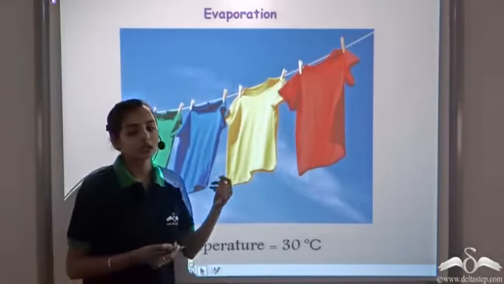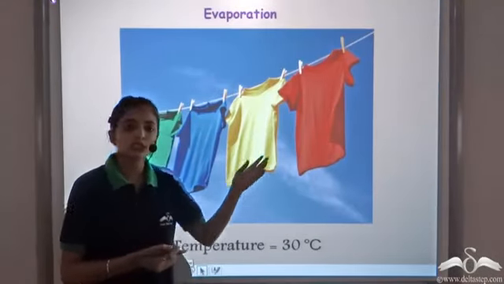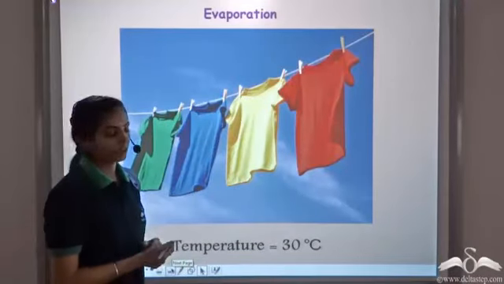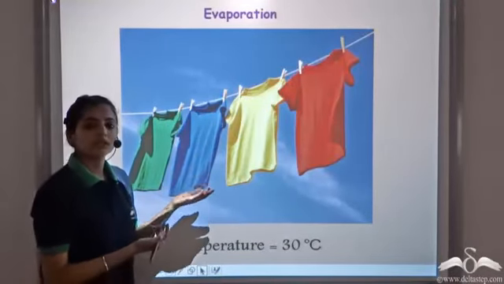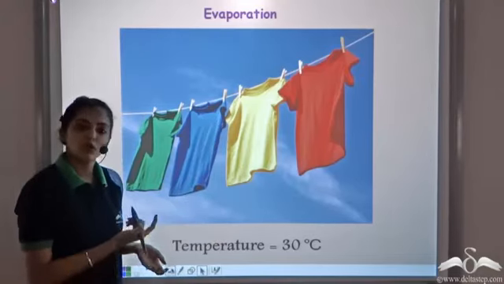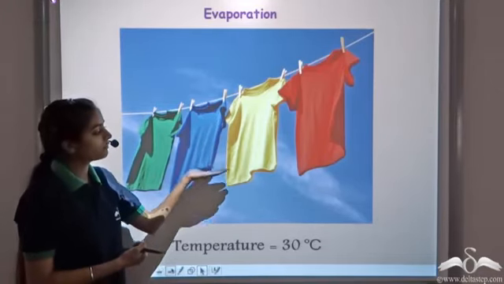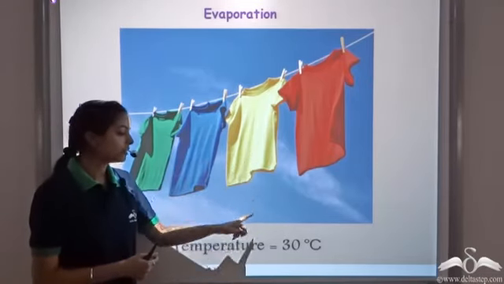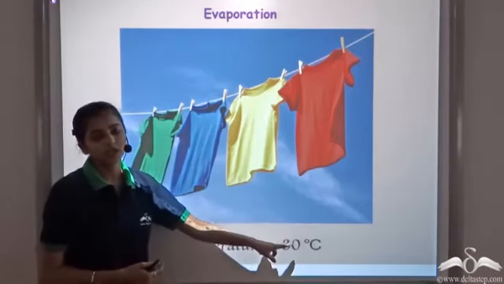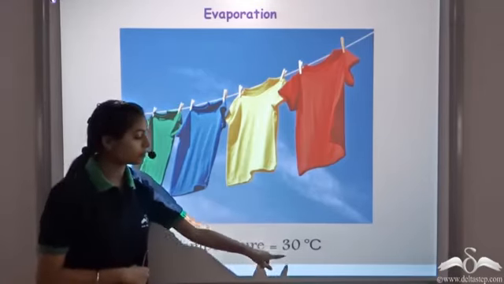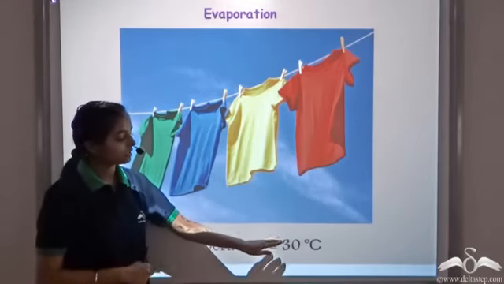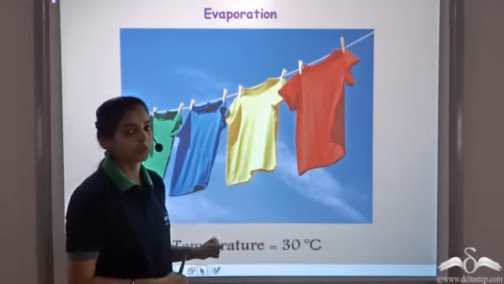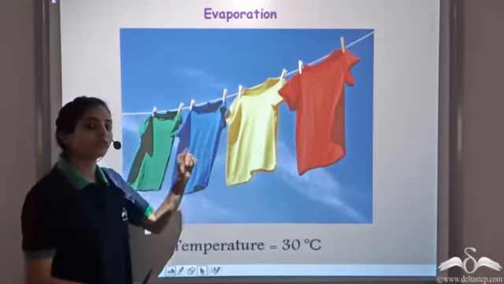You've also seen the drying up of your clothes. When you wash your clothes, you hang them on the clothes rope. You see that they dry after some time. And the temperature outside is, say, 30 degrees Celsius or 35 degrees Celsius. So the evaporation, or the change when your wet clothes are drying, takes place around 30, 35 or 40 degrees Celsius. This temperature is not 100 degrees Celsius. This is much below 100 degrees Celsius. That is much below the boiling point of water. And this is the process of evaporation.